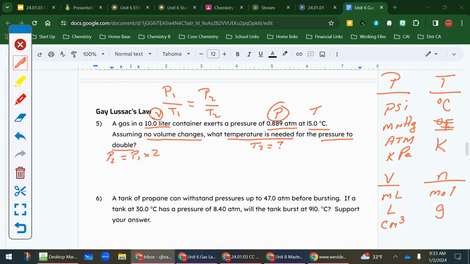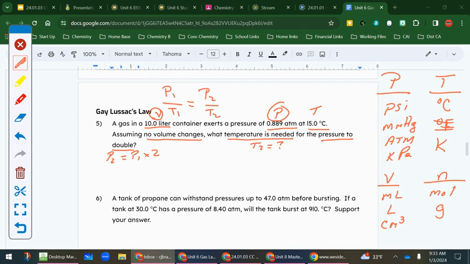So temperature is what we're trying to solve for. If the pressure doubles, then this was our original pressure that we're solving for, we doubled it. We just take this side times the second pressure, P2. So P1. What we do to one side, we do to the other. So P2 equals T2 times P1 over T.